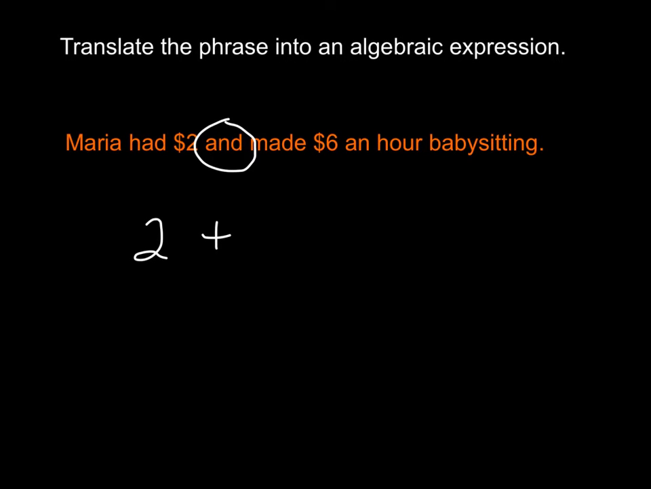So to know how much she made babysitting, I'd have to take $6 and times it by how many hours she had. So I'm going to use a variable. So we have $6, and I would times that by the number of hours. Now, another way to write 6 times h is just 6h. That means 6 times h. So I put that in here, and I have 2 plus 6 times h.